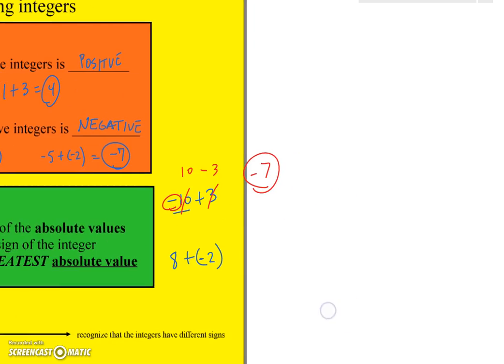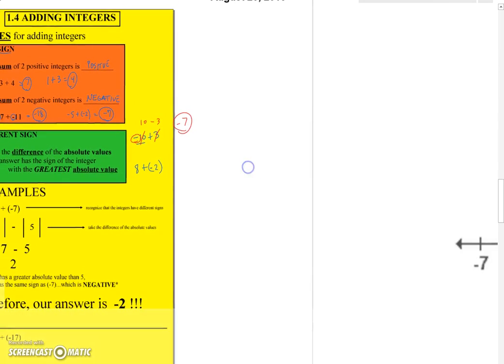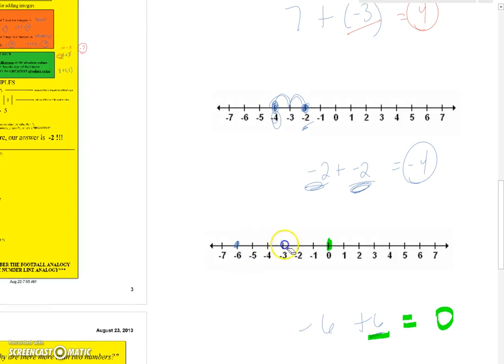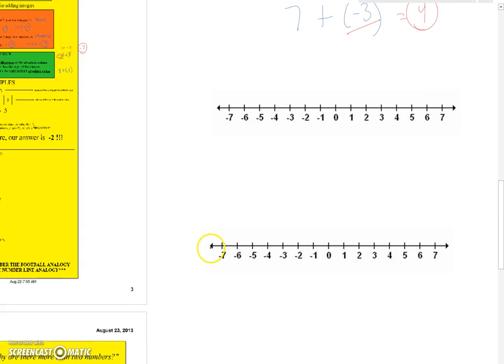Now that should make sense to us, because if you think about the number line, negative 10 plus 3, imagine that you start at negative 10. So you're starting really in the negative, over here at negative 8, negative 9, negative 10. You start at negative 10 and you're only going to add 3. Well, that's going to bring you back closer to 0, but only 3 spots, so you're still in the negative.